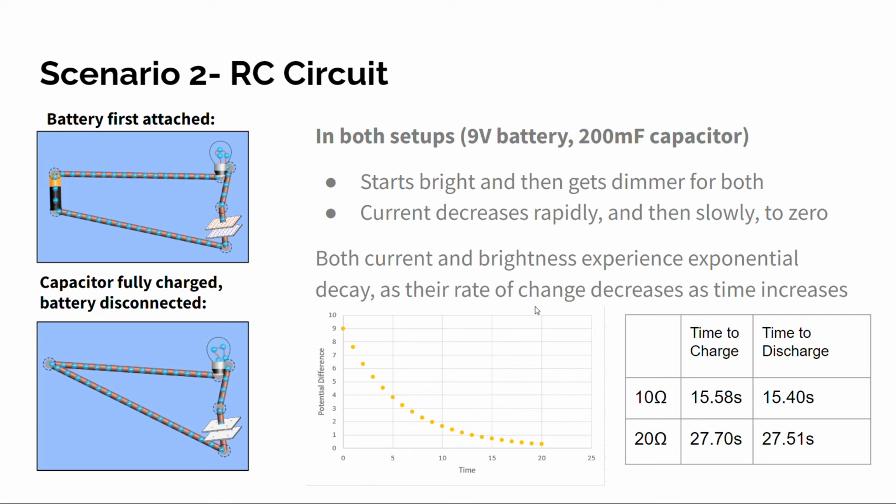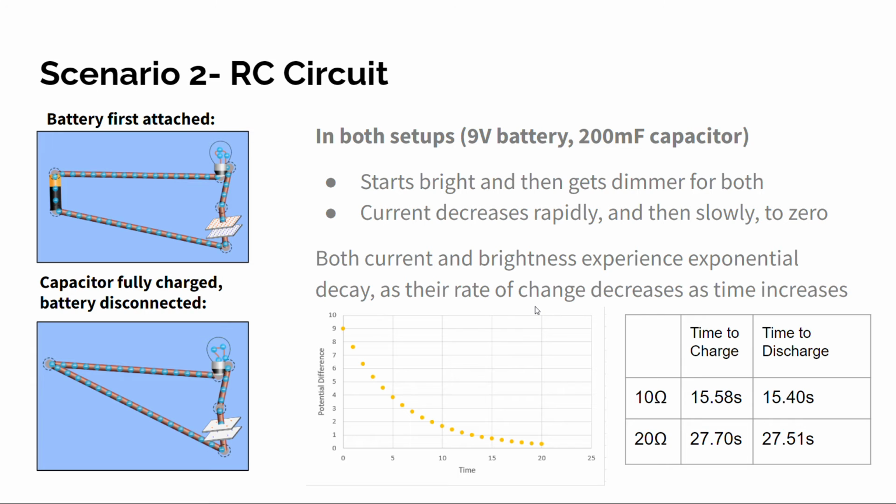Now looking at our RC circuit, first we attached the battery, capacitor, and light bulb all in the circuit, and the capacitor started off by charging. Current flew rapidly at the start, and the light bulb was bright because of this, but as charges built up on the capacitor, current slowed down, and the light bulb grew dimmer.